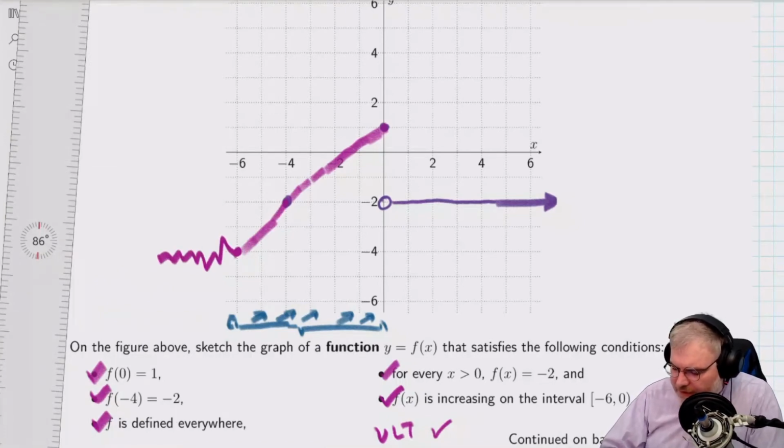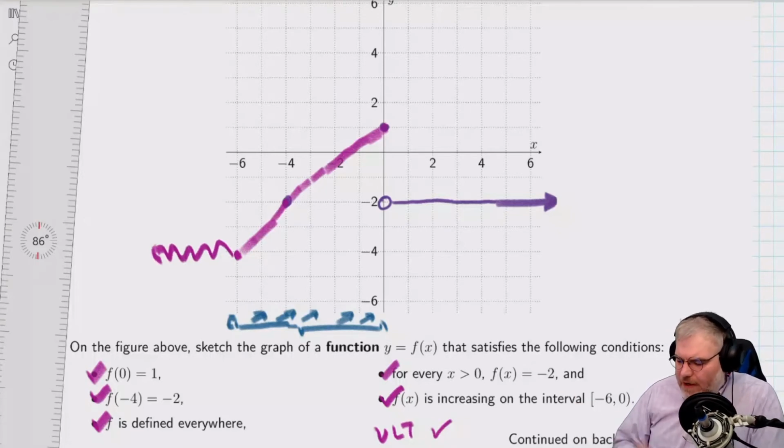Now, let me make sure I didn't violate my vertical line test there. This is a fair answer. You could have had it do that. You could have had it do whatever you want. It's your function, as long as it meets the conditions.